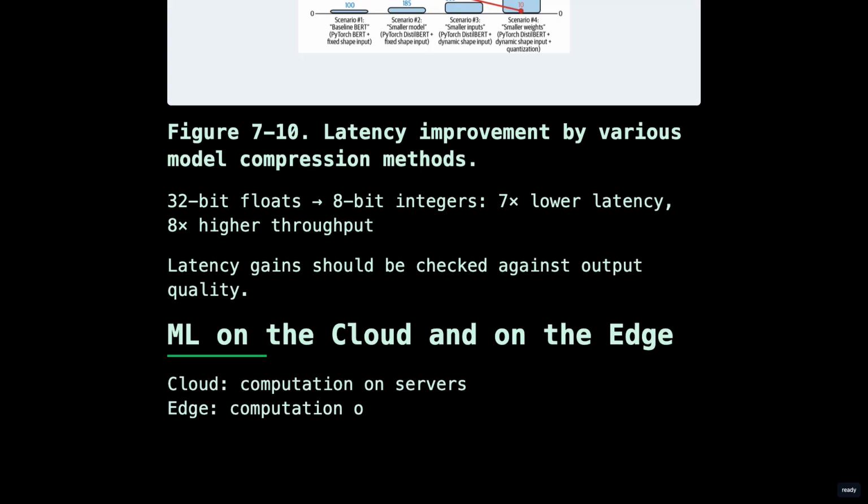Cloud deployment means the heavy computation runs on server infrastructure, while edge deployment pushes that work onto phones, browsers, cars, cameras, and other devices. The difference matters because it changes who pays for the compute and where the data has to travel.